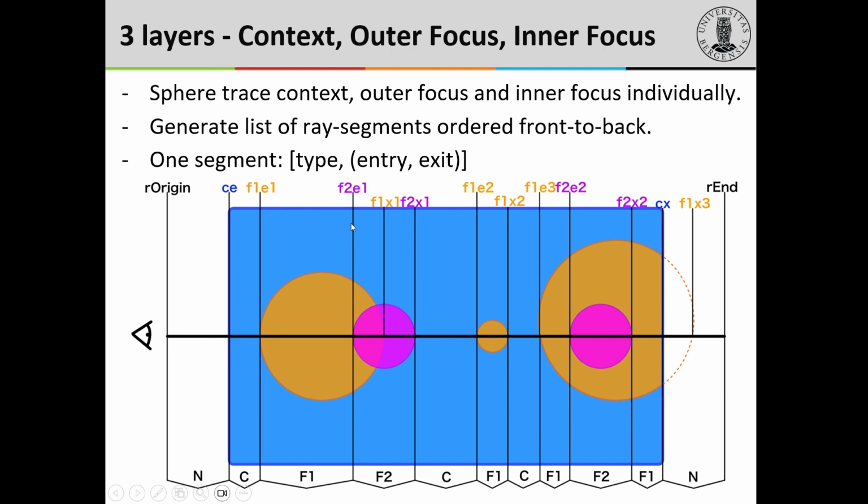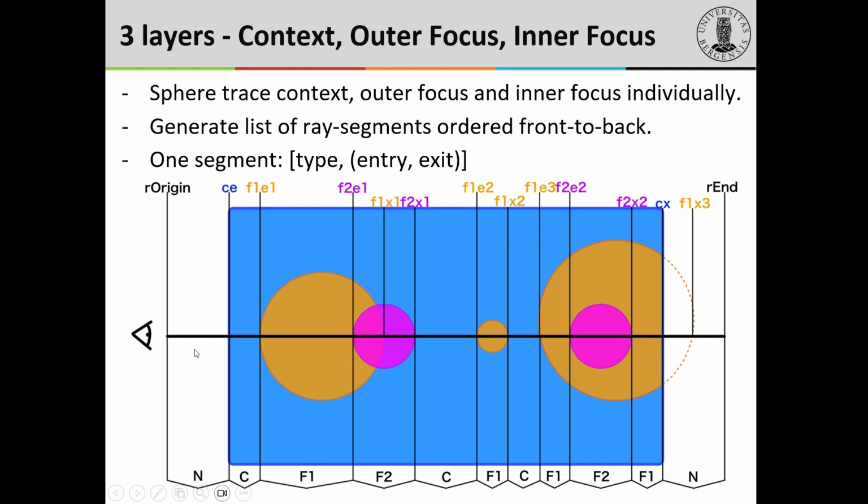Then I take all of these points and put them all into a list, and I order them front to back. Using this new ordered list, I can generate a list of ray segments ordered front to back, where one segment has the segment type and its entry and exit point. So from these points, you would get this list: context, outer focus, inner focus, context, outer focus, and so on.